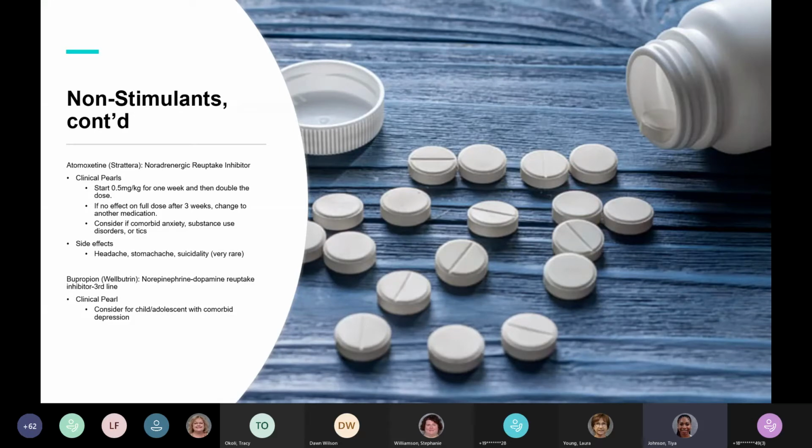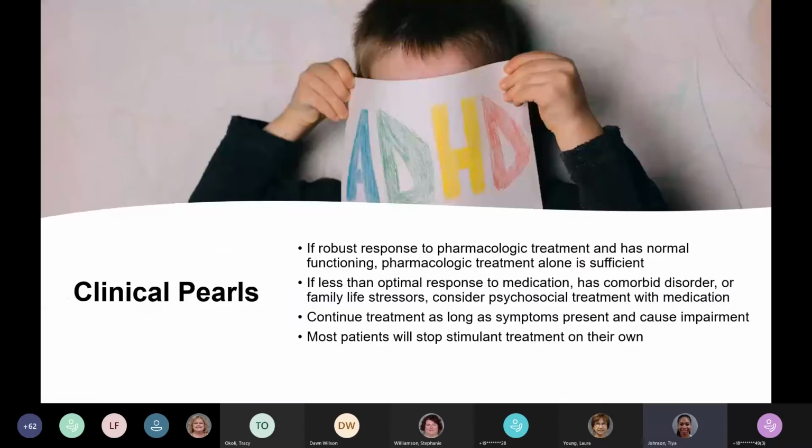But it should be considered in children and adolescents with comorbid depression because it's basically killing two birds with one stone. You're addressing the depression with the Wellbutrin, and you're also addressing the ADHD symptoms. Now, there is not a robust response to the ADHD symptoms with Wellbutrin, but the inattention focus does improve with Wellbutrin. You may not see much of a difference in the hyperactivity and impulsivity though with Wellbutrin.